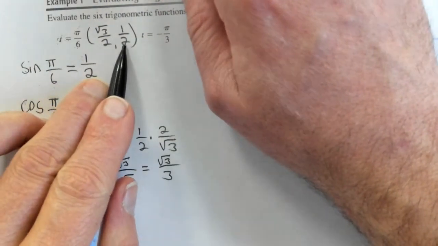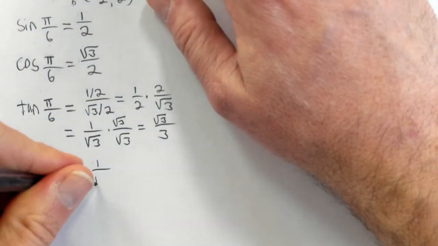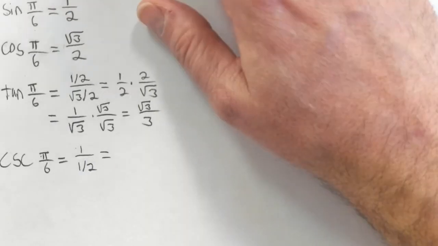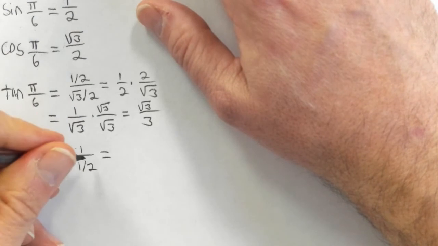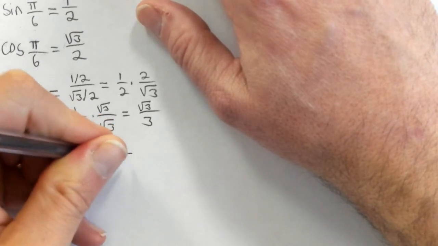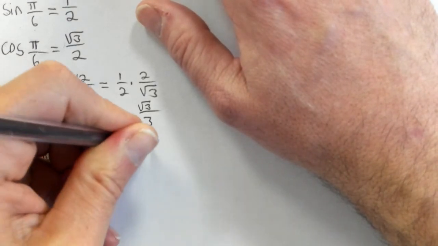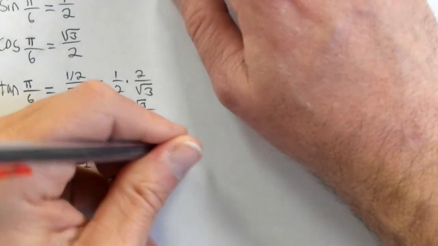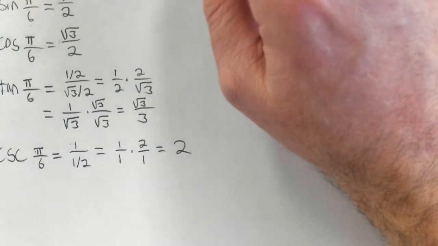Now, what's the y coordinate here? The y coordinate here is 1/2, okay? And that equals, to finish that now, 1 divided by 1/2. So that would be 1 over 1 times the reciprocal of the bottom, 2 over 1. And that's going to be equal to 2. And so there's your answer.